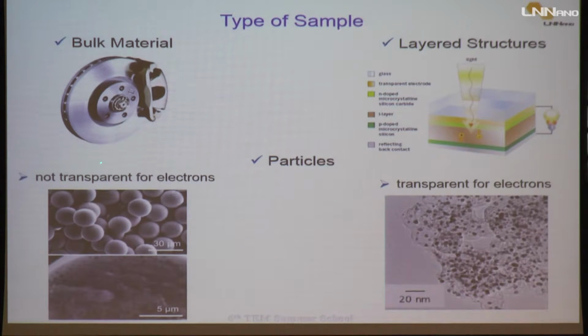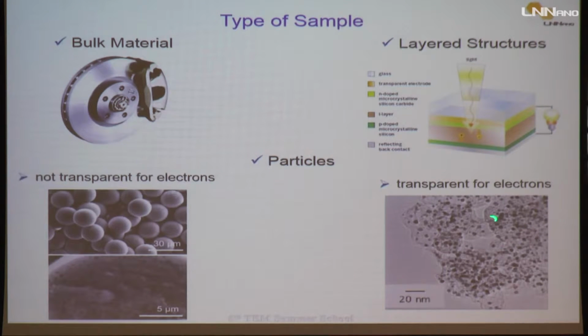We have particles, and they may be non-transparent or transparent for the electron. The two situations are a little bit different in the way you will prepare. This kind of sample is not transparent. Here you have 5 micrometers in the middle of one of these particles, and then for sure you need to cut it to have an electron transparent sample.